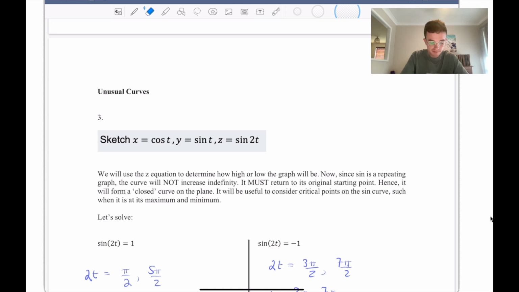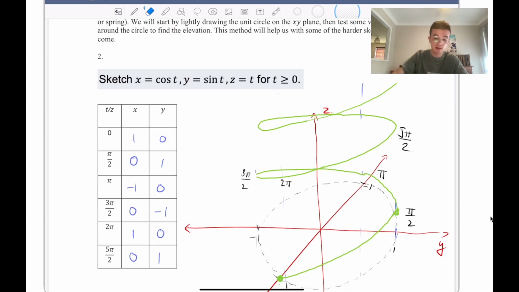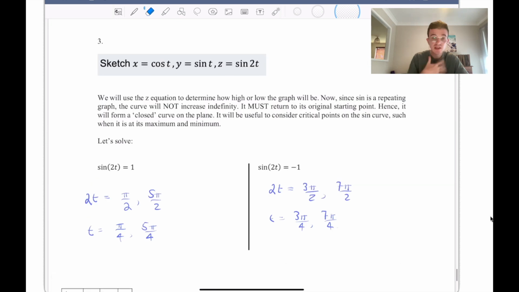So it's not going to just keep increasing like the previous one was, and that's because z was t. Z just keeps getting larger and larger. But sine is between -1 and 1, which means the maximum is 1 and the minimum is -1, so z is just going to go up and down and up and down, because z is between -1 and 1. Sine of 2t is between -1 and 1, so it's going up and down and up and down.